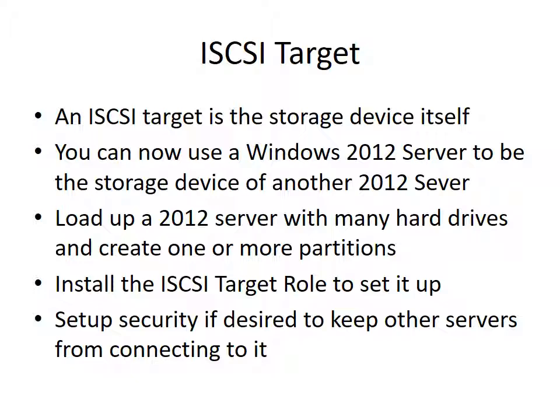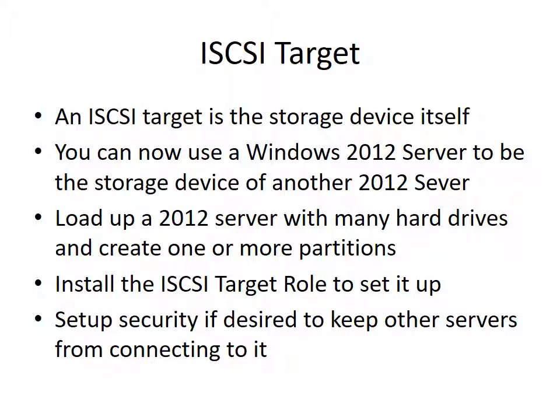So you load up 2012 Server with as many hard drives as you want, and then you can create one or more partitions. And then you install the iSCSI target role, and then you can set up security as desired to keep other servers from connecting to it. So in other words, we can create a storage server that we can have other servers connect up to.